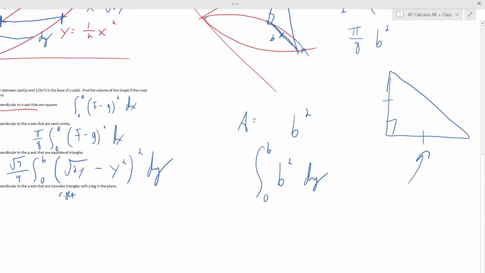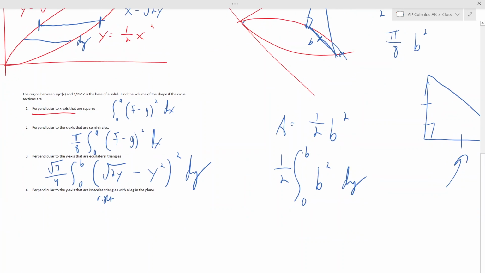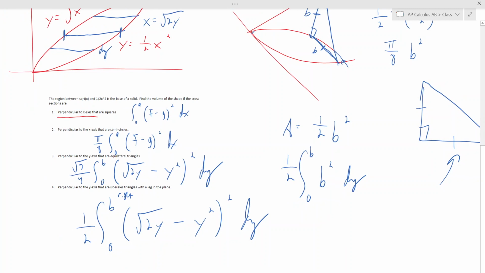So the area of that triangle isn't root 3 over 4 base squared. It's 1/2 base times height, which is base, so it's just a half base squared. So number 4 is exactly the same answer as number 3, except it's a half out front. Okay? I'm going to shut this down.